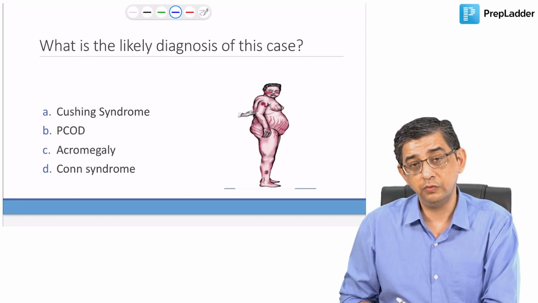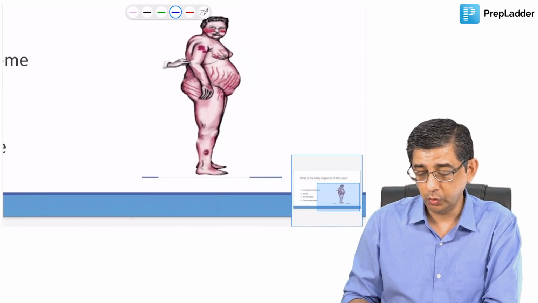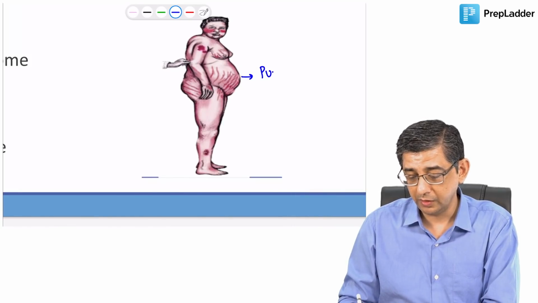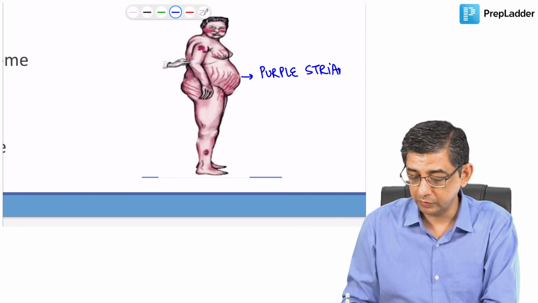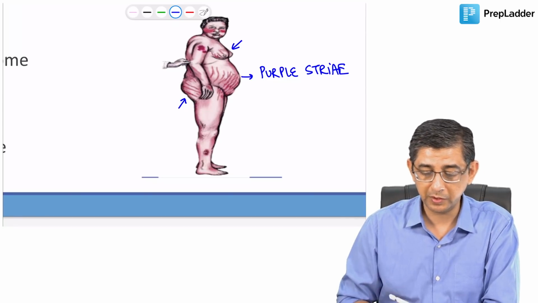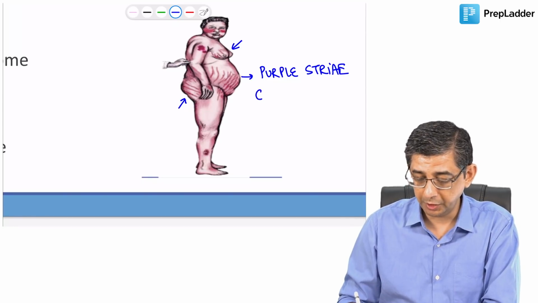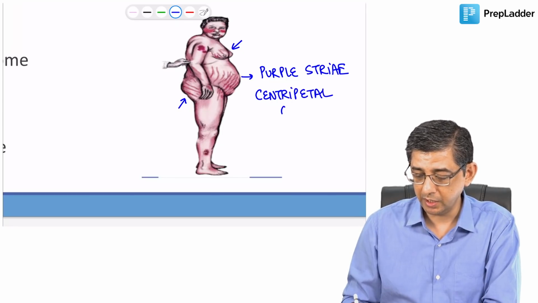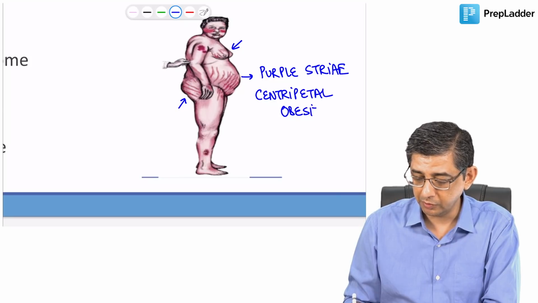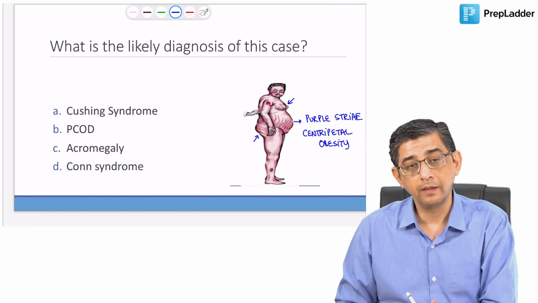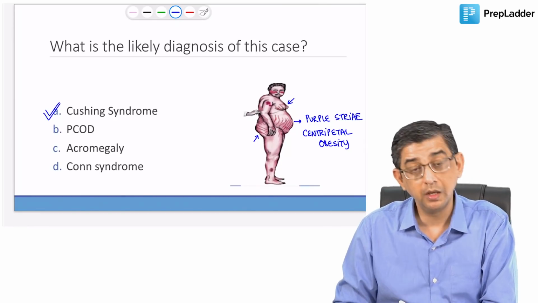The next question was a spot diagnosis. Though this is not the exact image, you can definitely notice the presence of purple striae on the anterior abdominal wall of the patient. The striae are present even on the buttocks, even on the breast of the person. You can also notice the centripetal obesity component. Both of these features, purple colored striae and centripetal obesity, are what you encounter with Cushing syndrome, where you have excess of cortisol in the body. The answer to this question is option number A.